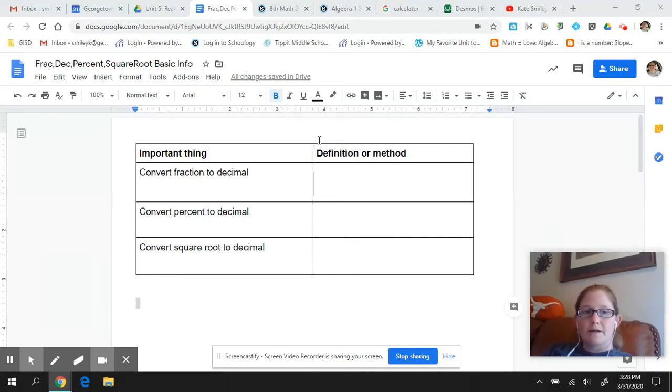Hi, everyone. So this is going to be our first lesson, just kind of reminding you how to convert between a fraction to a decimal, a percent, and a square root to a decimal. We'll do more of this on Thursday, but happy Tuesday.